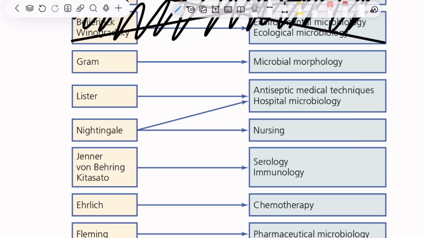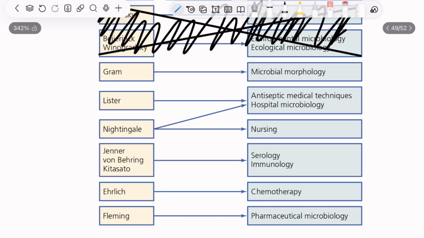Then we have Lister. Lister's modern discipline was antiseptic medical techniques, which is hospital microbiology, and his contribution was introducing antiseptic practices in surgery, reducing infections. Then we have Nightingale. Her modern discipline was nursing, and her contribution was that she pioneered modern nursing and the importance of sanitation in healthcare.